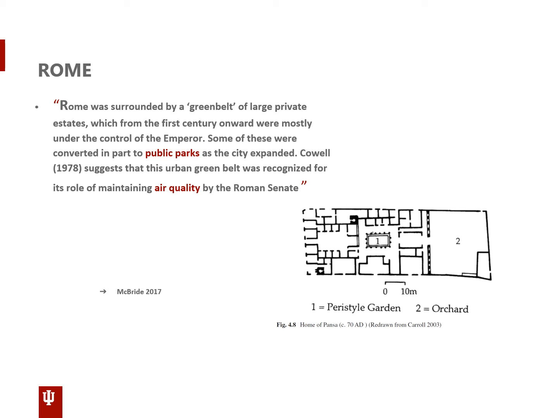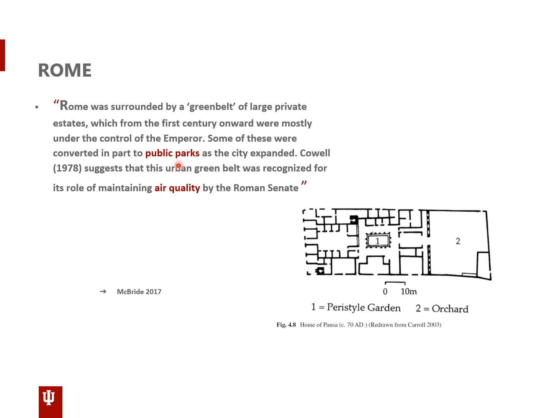Rome was kind of a combination, maybe between what was going on in Persian empires, but also reflected some of what Greek culture was. They were also surrounded by these green belts of large private estates, and from the first century onward, they were mostly under the control of the emperor. So they had these green belts, but they were mostly not really accessible to the public. Some of them were later on, but they had these private villas for Roman military leaders and stuff that would be out there, and they would have their own little vacation homes and things. And so it wasn't really something that they were incorporating into the city or as a public amenity for the most part.